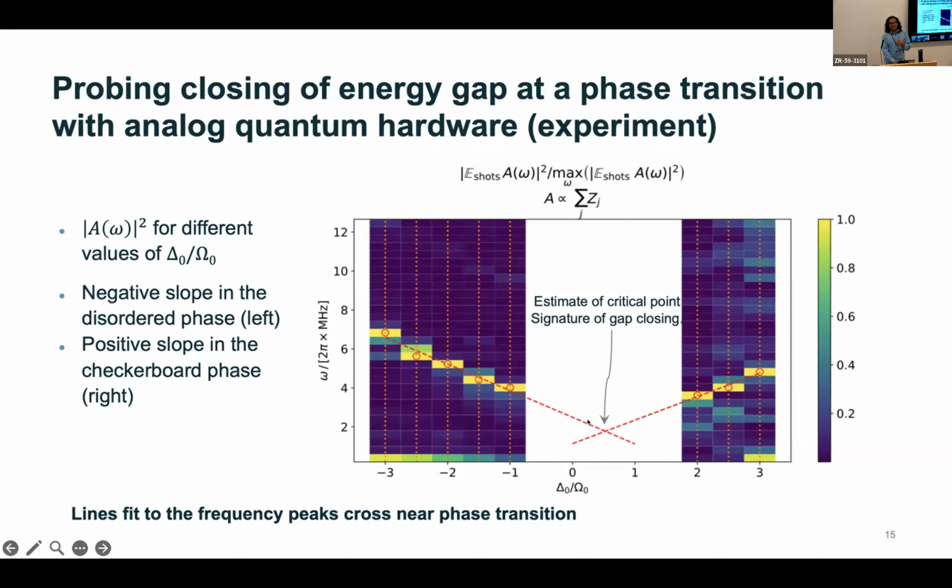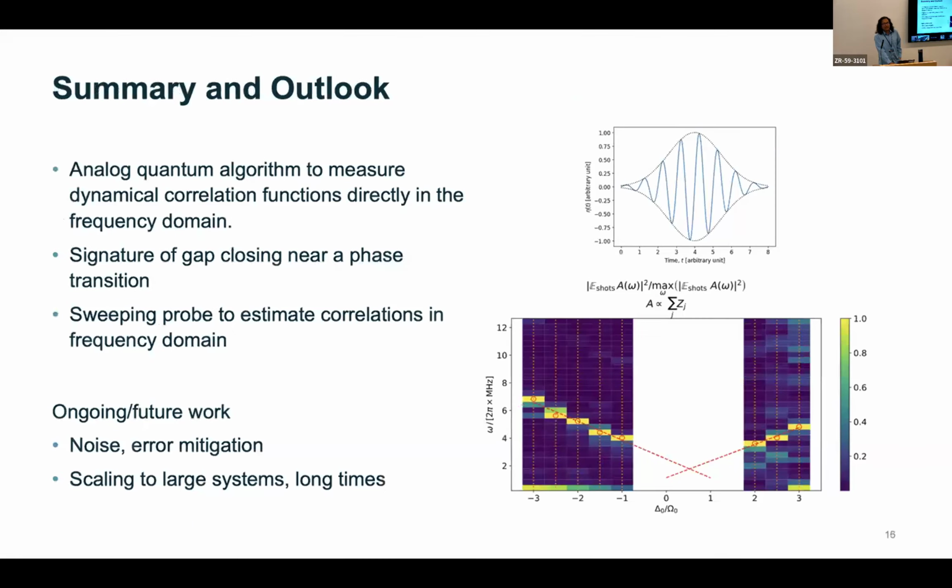And if we try to figure out what the peak of that resonance is, we see that it decreases in both directions. So as we get closer to the critical point, we see the peak frequency decreases on this side, and the same thing happens on the other side. This is suggestive of the fact that these two lines, which are just the line fits, would cross somewhere in the middle, suggestive of a critical point and a gap closing at a phase transition. So we are actually able to do this to study some physics and actually detect some signatures of a phase transition.